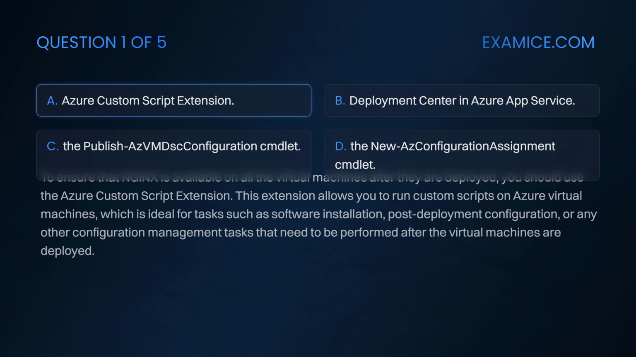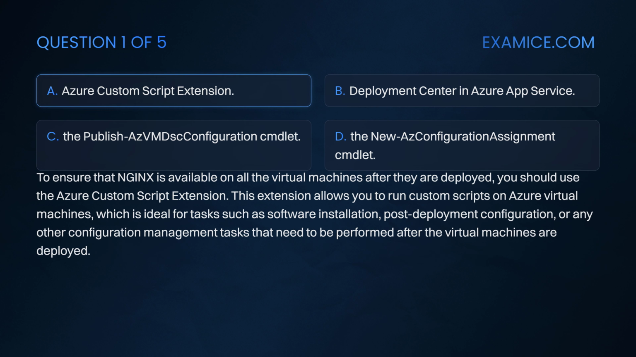To ensure that NGINX is available on all the virtual machines after they are deployed, you should use the Azure Custom Script extension. This extension allows you to run custom scripts on Azure virtual machines, which is ideal for tasks such as software installation, post-deployment configuration, or any other configuration management tasks that need to be performed after the virtual machines are deployed.